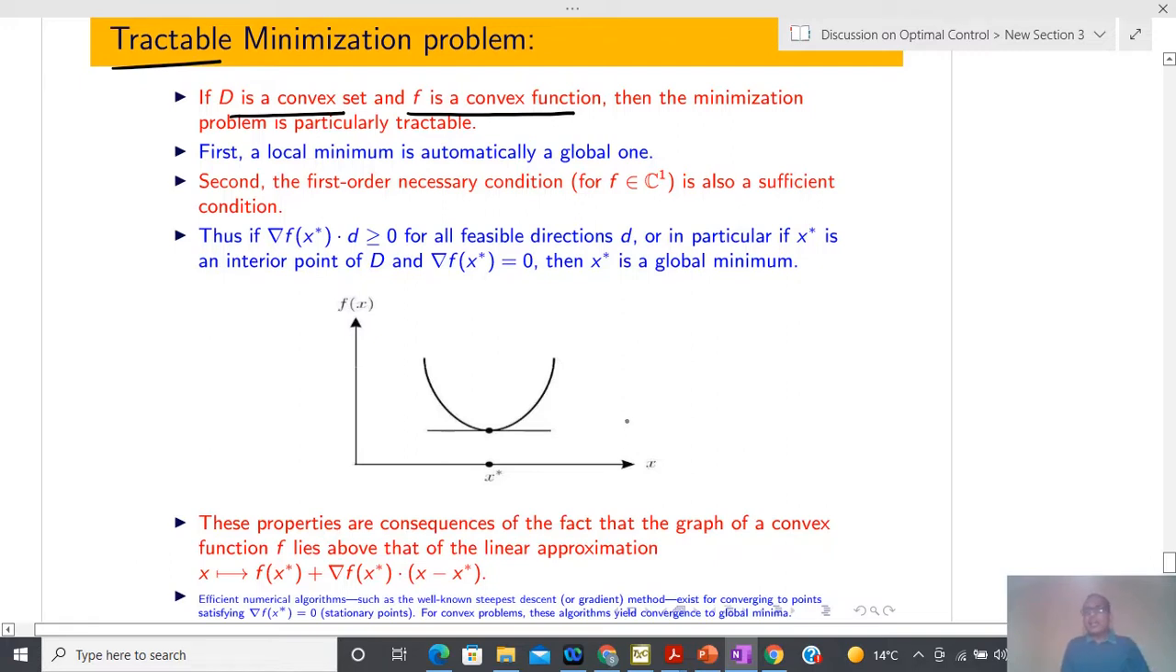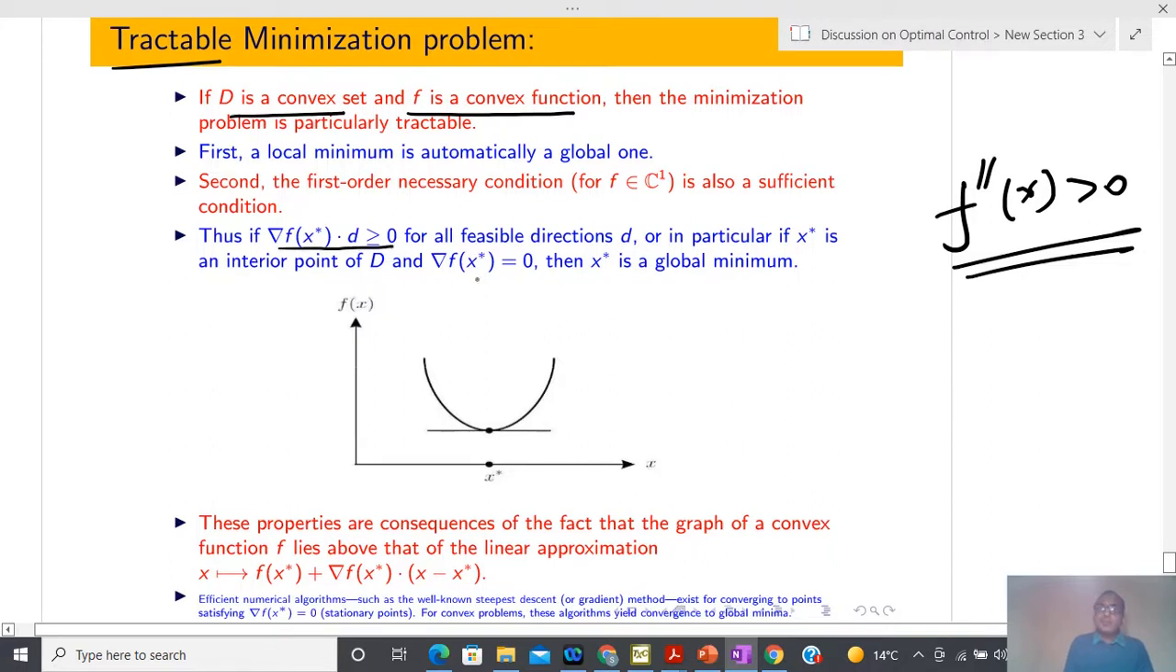Now you can see one more condition: if f double dash x is greater than 0, it is possible to show that the f function is convex. And if D is convex and at the boundary I check this kind of condition in the feasible direction, it is possible to show that finally I will converge here only. And the first order necessary condition is also a sufficient condition here. I say just sufficient condition because I cannot establish this kind of thing everywhere.